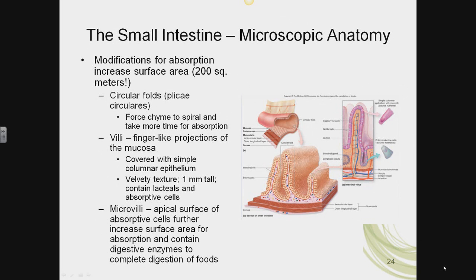Again, the microvilli are increasing the surface area. These are extensions of the cell membrane. It creates what's called the brush border of the simple columnar cells that are found in the mucosa of the small intestine.